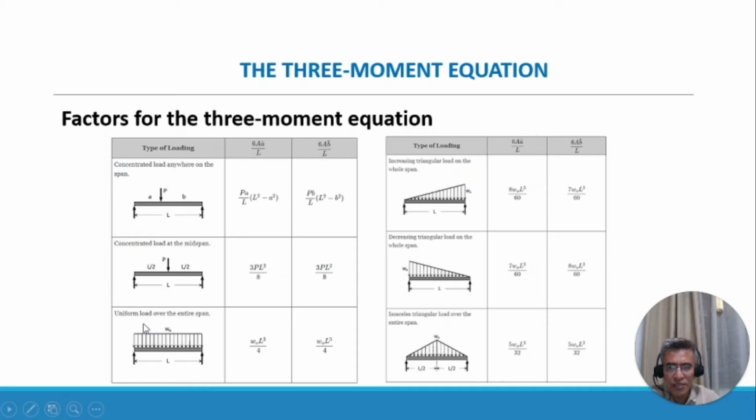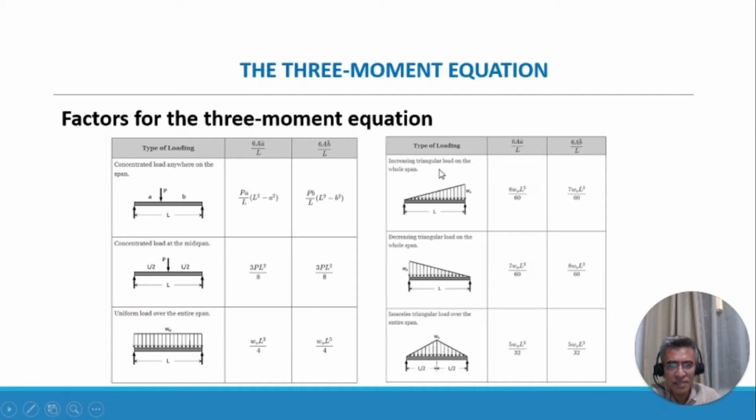And for uniform load over the entire span, from the left support up to the right support at a distance L, with a uniform load W, the formula for the 6A times A bar all over L is WL cube all over 4. Also, for 6A times B bar over L, the factor is WL cube all over 4.